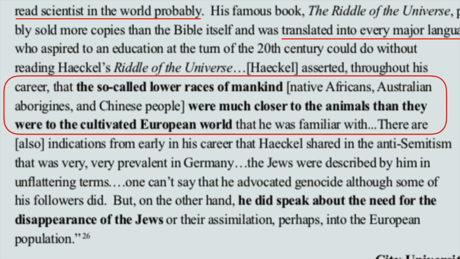He believed that the so-called lower races of mankind, like the Native Americans, Australian Aborigines, and Chinese people, were much closer to the animals than they were to the cultivated European world. And he's an expert. We should trust the experts, right? He also believed that blacks were more ape-like. And these are the experts. And he loved that Darwinian theory, just loved it.